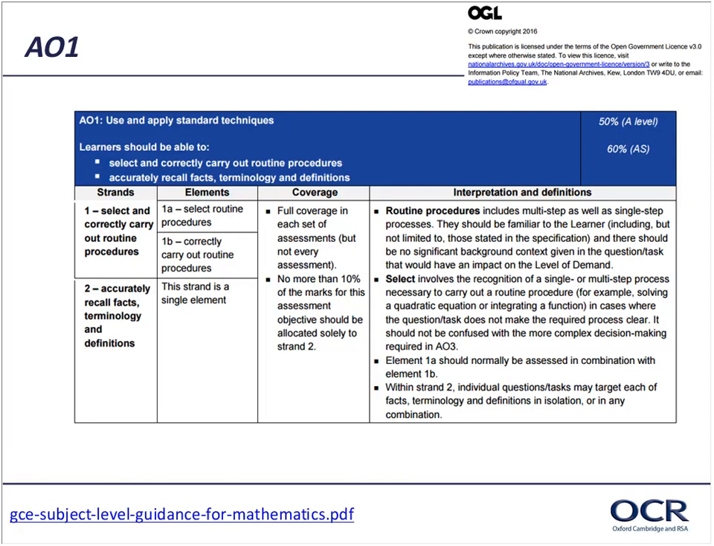Looking at the AOs, this document is available from Ofqual, and I've just included the slides of all the assessment objectives, just to highlight some of the areas. When you look at the mark schemes, you'll actually see reference to what assessment objective each mark has been linked to. So the AO1 is pretty much selecting and using mathematical techniques.